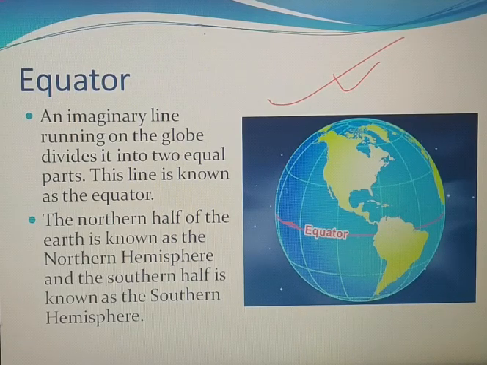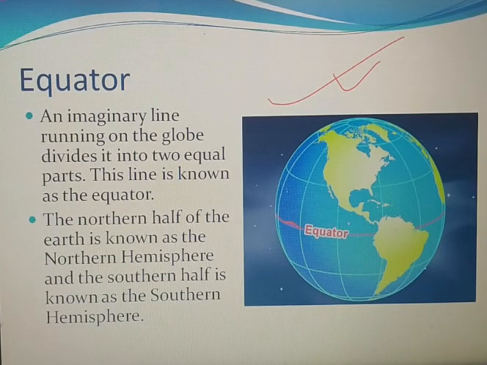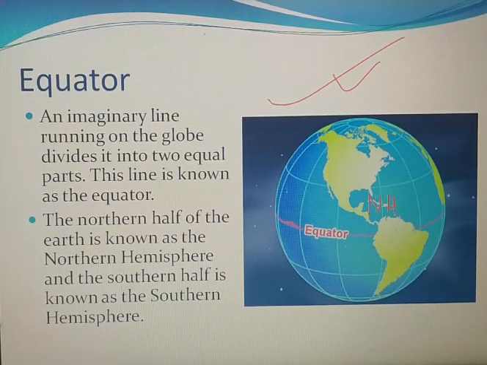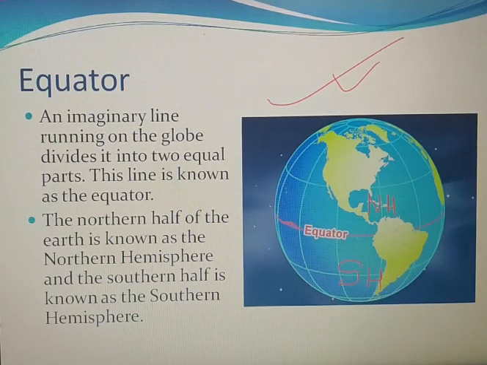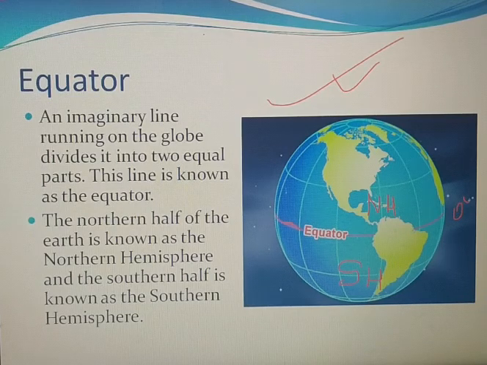This line is going to divide the earth into two equal halves. The north of this equator we call the northern hemisphere, and the south of this equator we call the southern hemisphere. And another thing is that the equator is a 0 degree latitude. It is a 0 degree latitude.